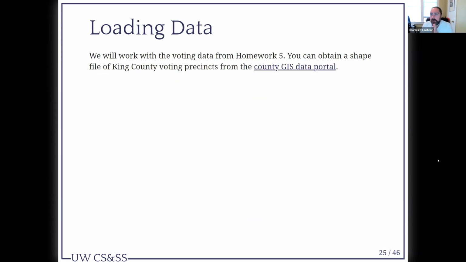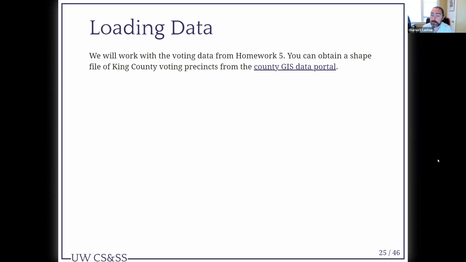Let's do some fun stuff. What we're going to do here is work with the voting data from traumatic homework number 5. You remember that voting data, or maybe you've blocked it out of your mind. Either way, that's perfectly fine. Those data are precinct-level voting data from King County.